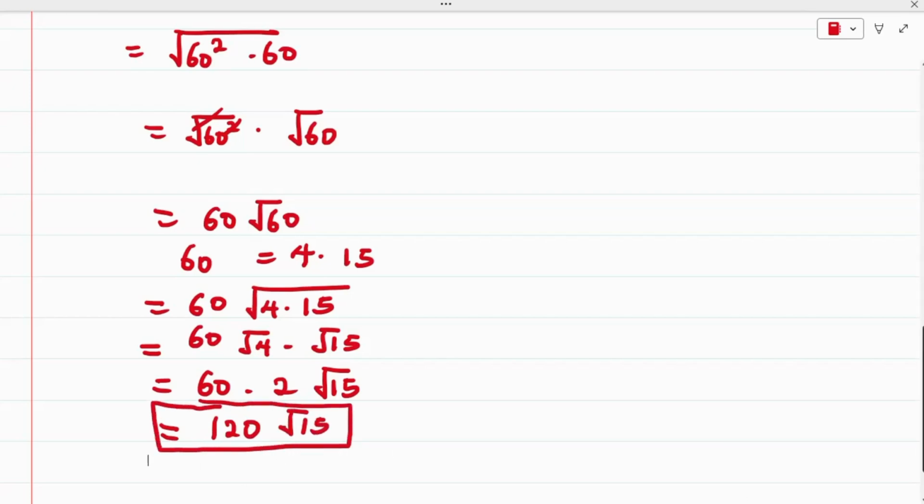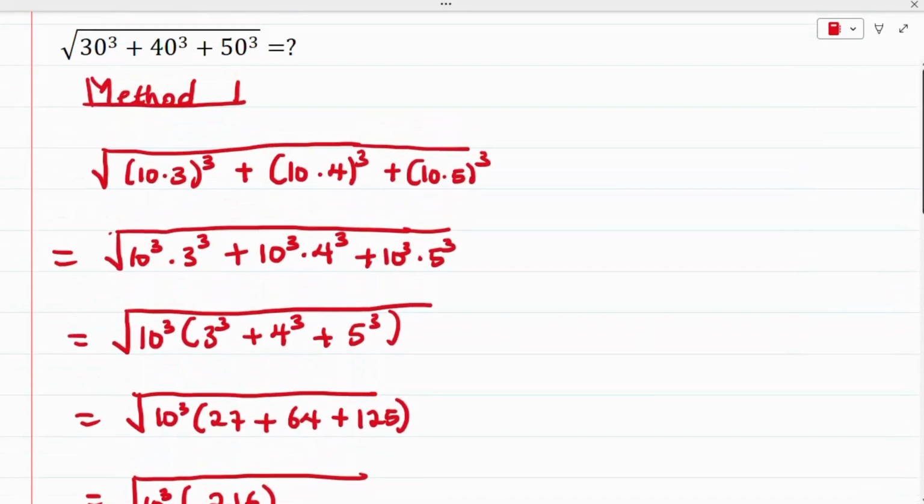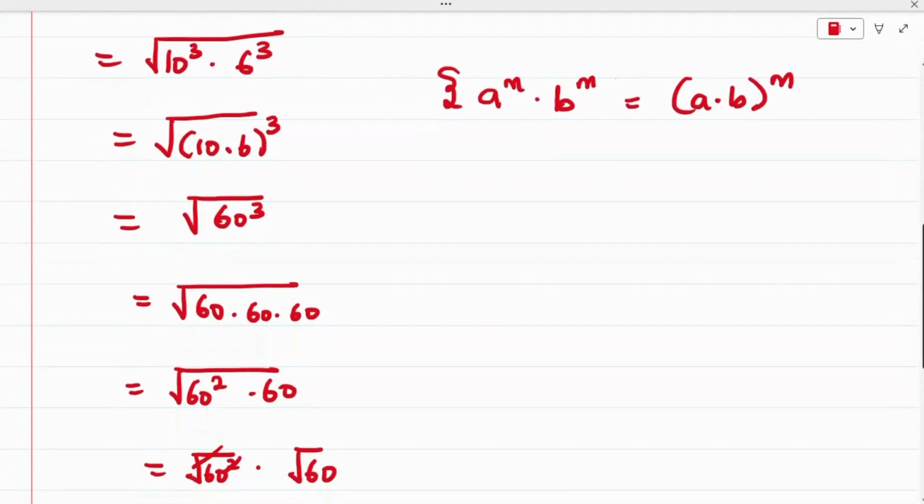Alright. So guys, this is the first method that you can actually use to solve this question right here. So guys, let's go on to method 2.